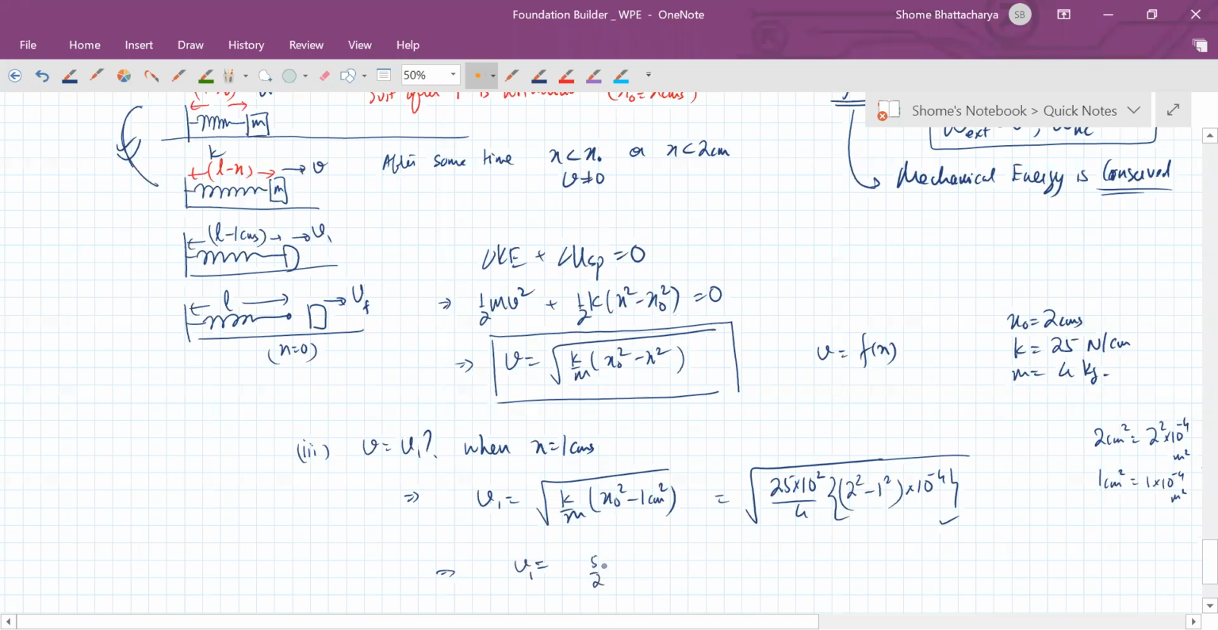So this V1 will come out to be 5 by 2 root 3 into 10 raised power minus 1, isn't it? Because this will come 10 raised power minus 2 and this will come 10 raised power 1. So very good, Kunj, your answer was correct. Root 3 by 4 meters per second. This will be the speed at the instant when x is equal to 1 centimeter.